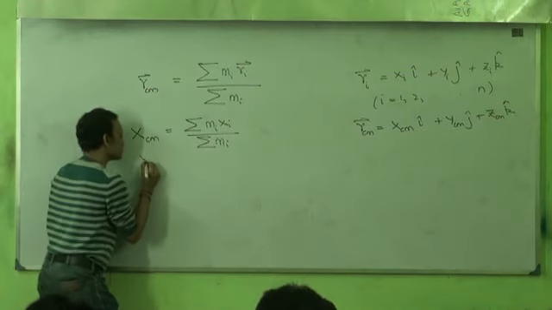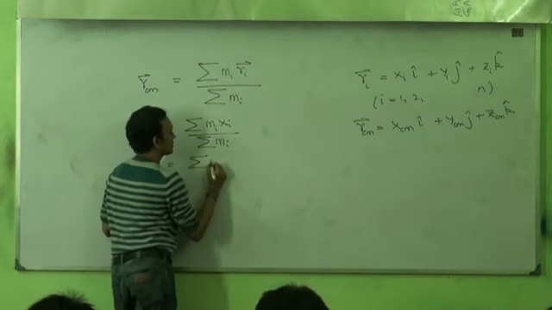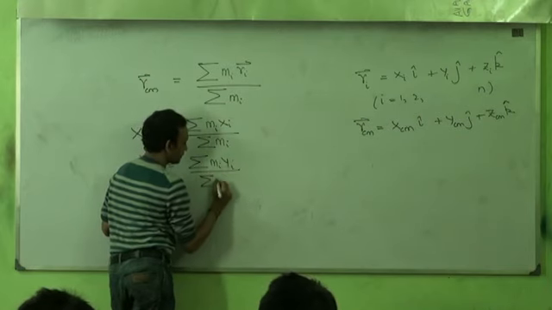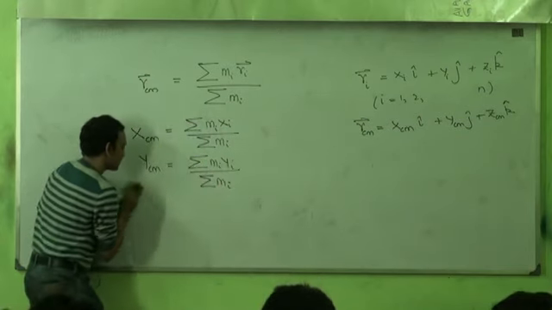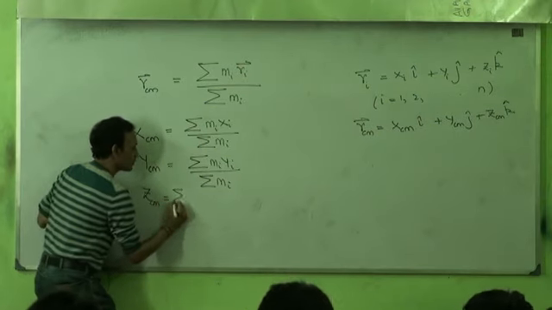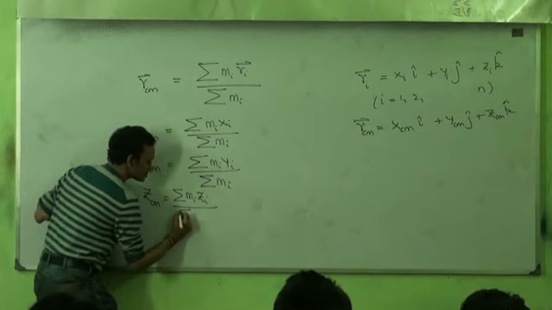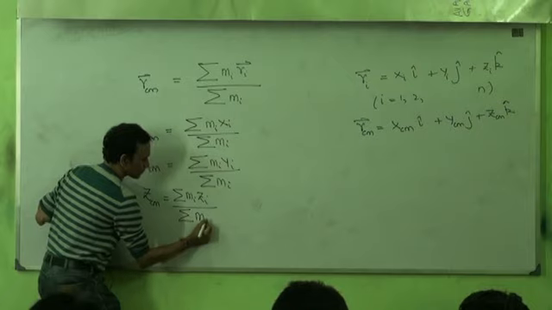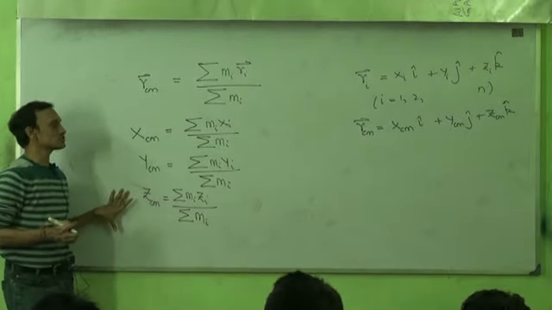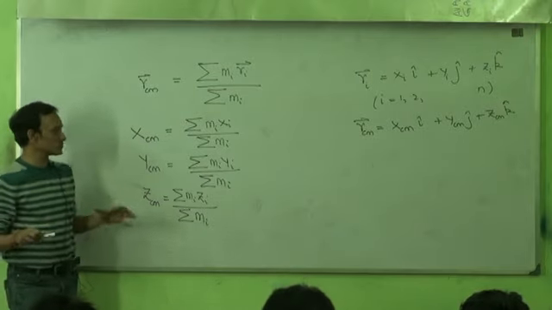by m1 plus m2. Similarly, the y coordinate of the center of mass is going to be summation mi yi by summation mi, and ZCM is summation mi zi by summation mi. The X, Y and Z coordinates of the center of mass could be computed from the X, Y, Z coordinates of the constituent particles of the system.